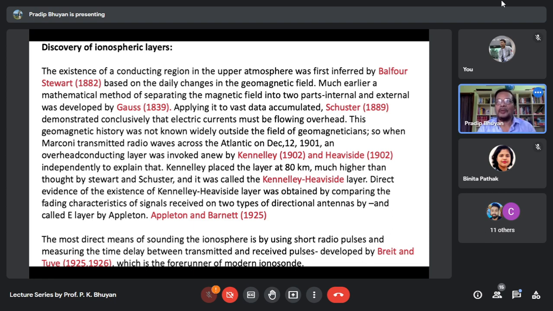Now, how to get it experimentally proved? Breit and Tuve. These two people, in 1925, published their papers in 1925-26. Maybe they were experimenting much before that, but we do not know. What they did: they sent short bursts of radio pulses vertically upward, and waited, and found that these radio pulses come back after a lapse of a few milliseconds or microseconds.